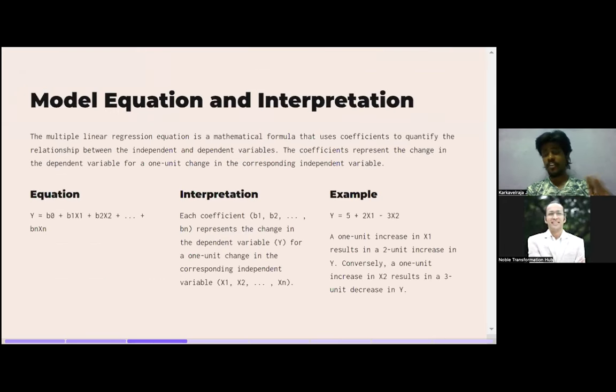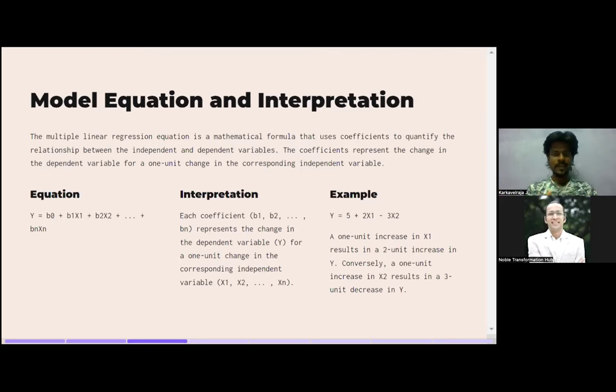Before going to multiple linear regression, I need you to write in the comments what the equation for linear regression is. I will give a minute. Please make sure you write the linear regression equation is equal to. I hope it's simple.